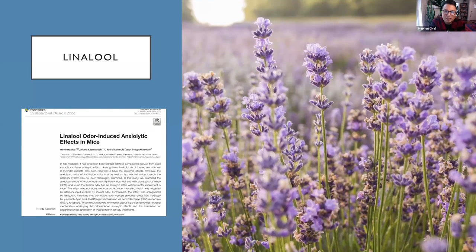Linalool. So linalool is, again, one of those anxiolytic terpenes that we can purchase in several different forms, whether it's lotions or candles or lavender flavored things in general. This is kind of cool because the odor alone of linalool is anxiolytic in several different animal models, which I think is really interesting.